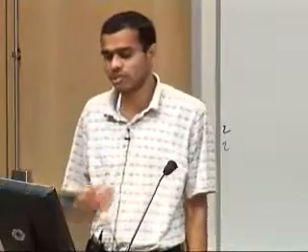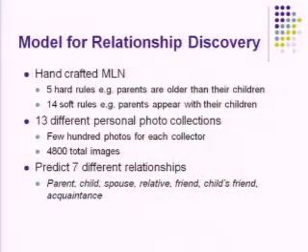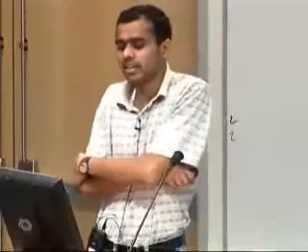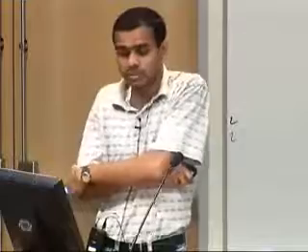So you could write various rules which again are not always true, but which give very good information about the underlying domain. So we handcrafted an MLN which had about 5 hard rules, like parents are older than their children, and 14 soft rules as I mentioned. The weights of the soft rules were learned using some training data that we had from volunteers at Kodak, about 13 different people.